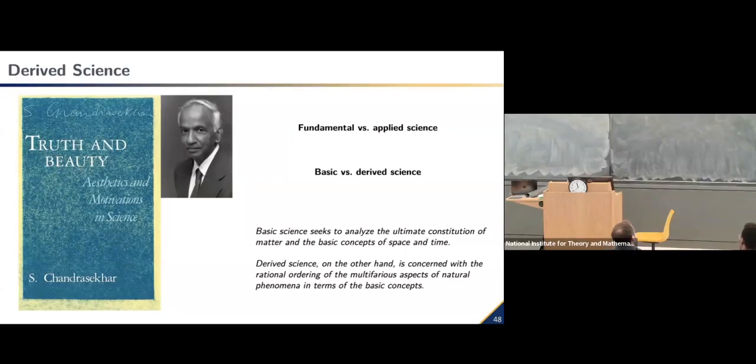S. Chandrasekhar is a big name in this area. He wrote this amazing set of essays called Truth and Beauty, where he distinguishes between not just fundamental or applied science, but also basic science versus derived science. What he says is basic science seeks to analyze the ultimate constitution of matter and the basic concepts of space and time. But derived science, on the other hand, is concerned with the rational ordering of the multifarious aspects of natural phenomena in terms of basic concepts. So what I've shown you is an example of derived science. All the equations are very well known. They've been known for almost 100 years, but their consequences are far from trivial to predict, even in such simple systems.